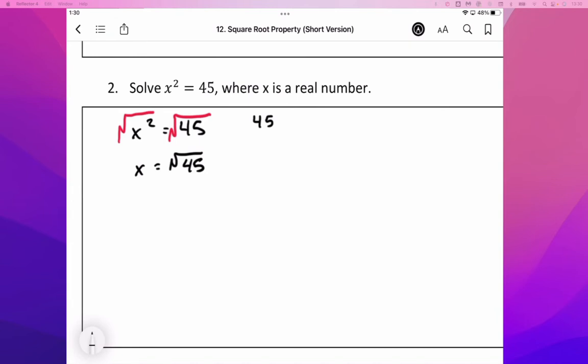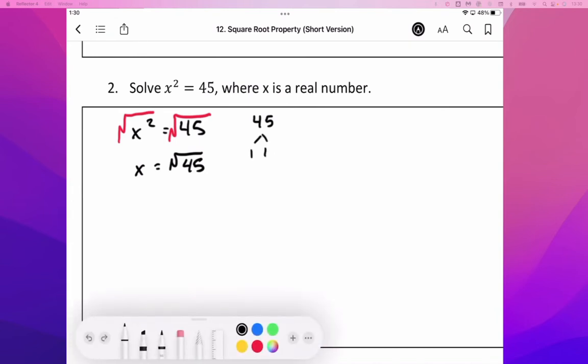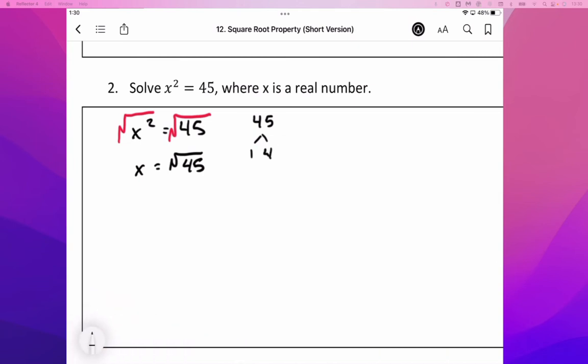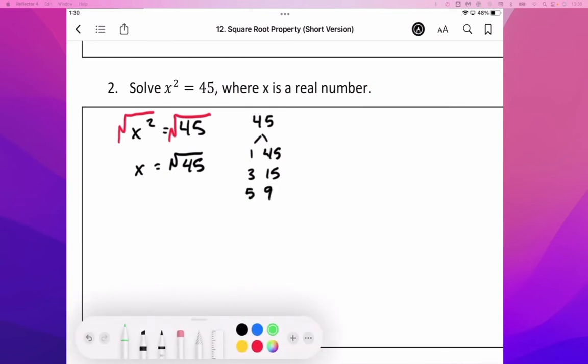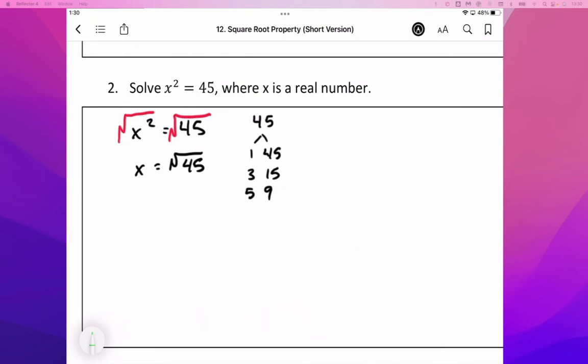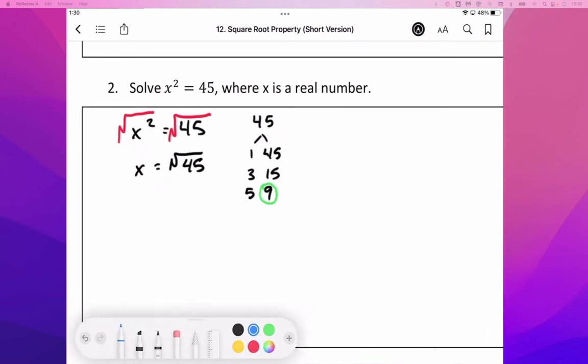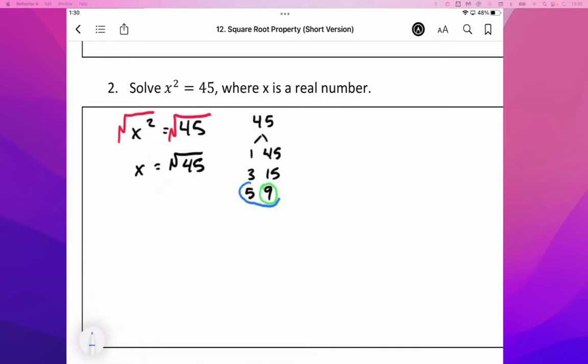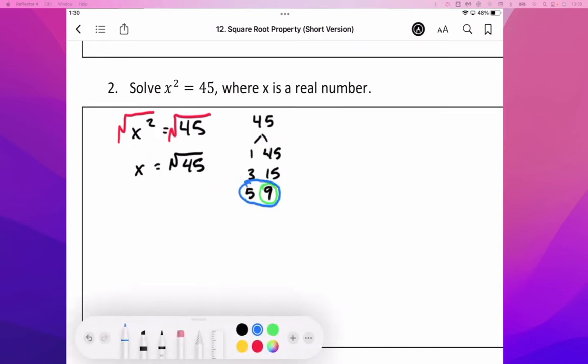So let's look at 45, and we can have 1 and 45. 1 is a perfect square, but it won't help us because we would still have a 45 in there. 3 and 15 is another one. 5 and 9 is the other pair. And so I look through that list and I say, okay, are there any that are perfect squares in that list of factors? And there is. 9 is a perfect square. It is a factor of 45 when paired with 5.